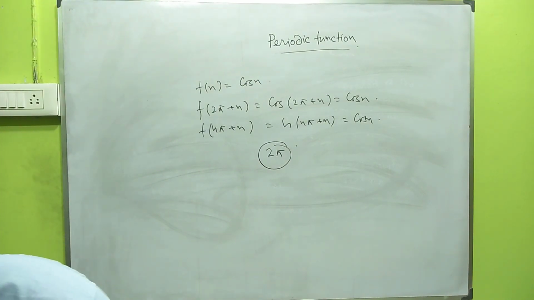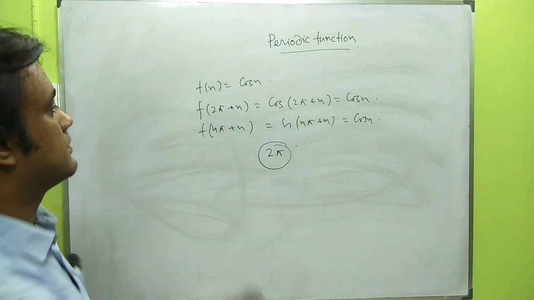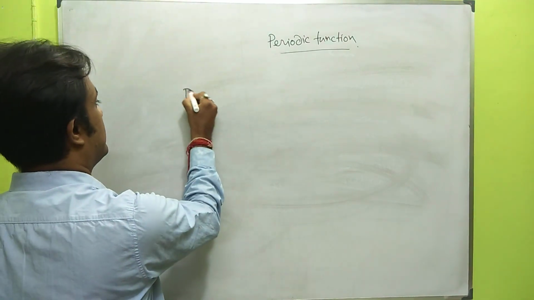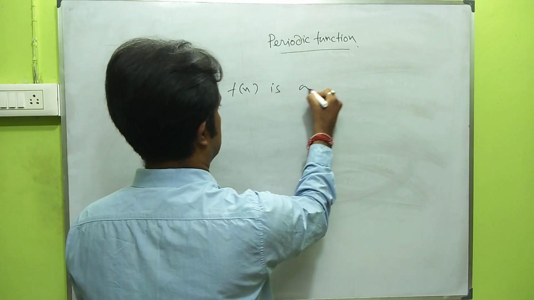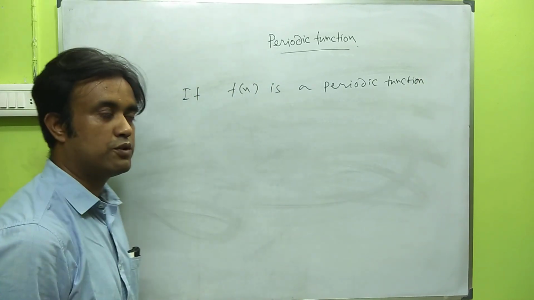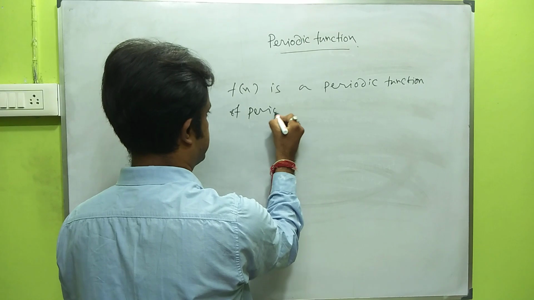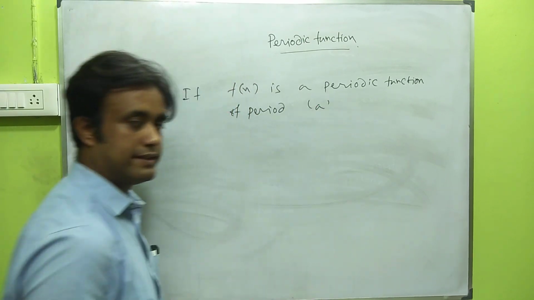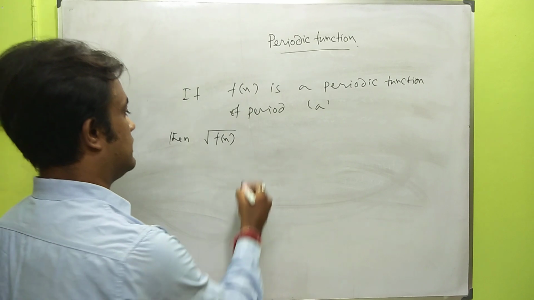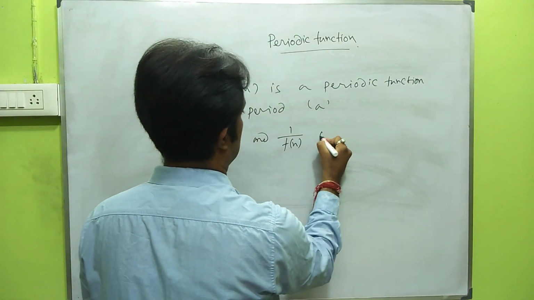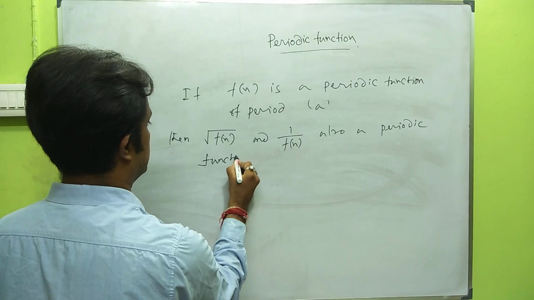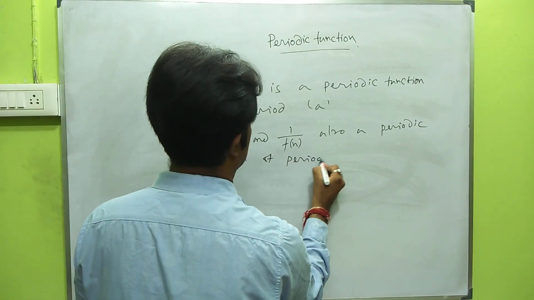Now please note, if f(x) is a periodic function of period a, then root over f(x) and 1 by f(x) are also periodic functions of period a.